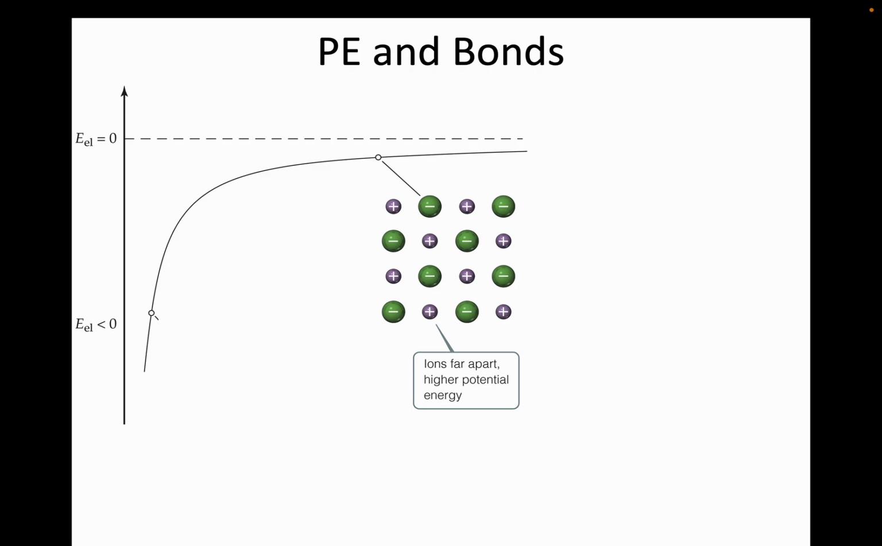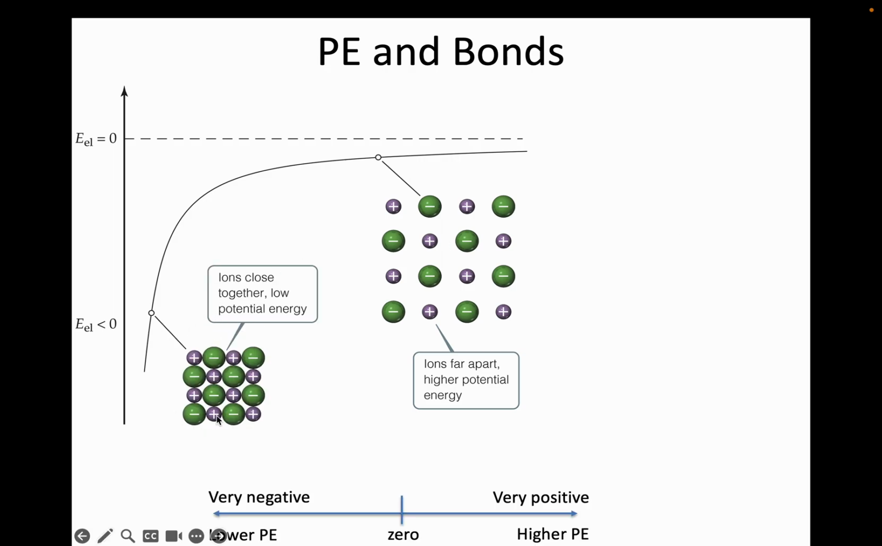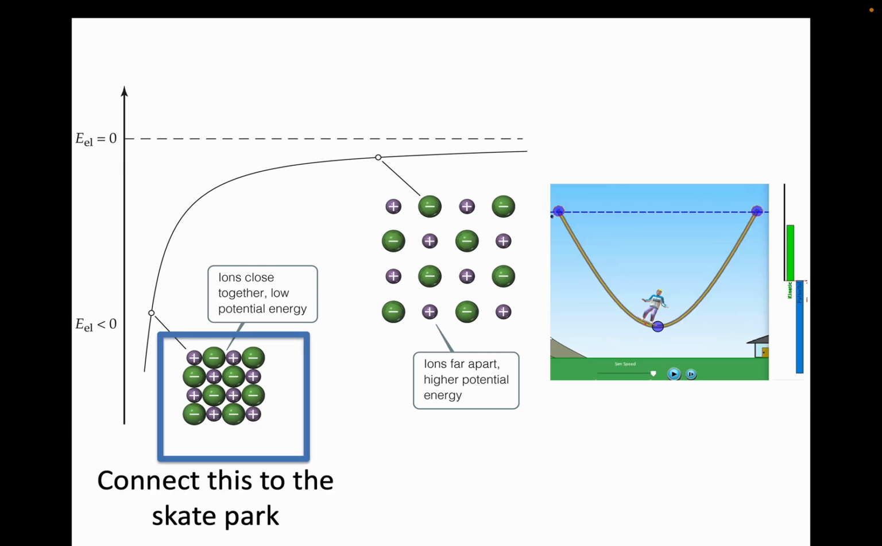Here we have a whole bunch of cations and anions far apart. As they move closer and closer together, the potential energy goes down. The potential energy becomes smaller, which means more and more negative. We can connect this to the skate park. When there was an attraction and our particles moved closer and closer together, potential energy decreased. Same thing here.